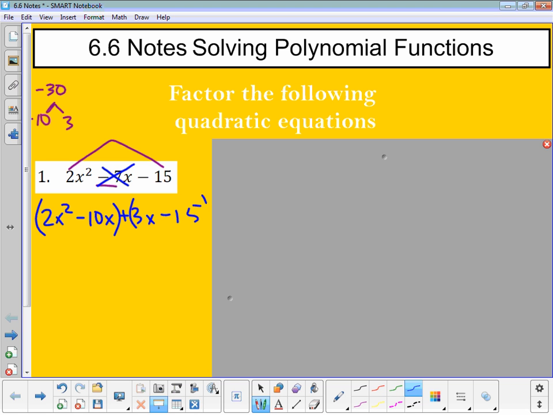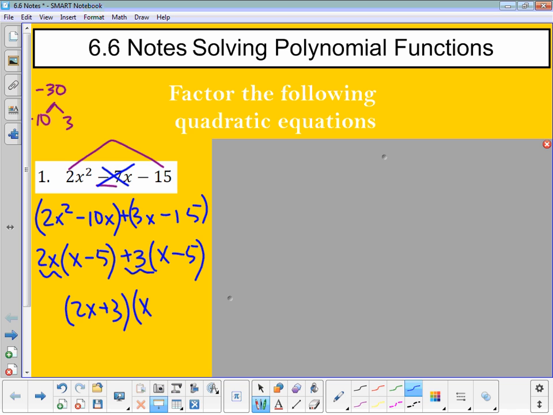I group the first two and I group the last two. From the first two, I'm looking for a GCF I can take out. I can take out 2x, that leaves me with x minus 5. From the second group, I can take out a positive 3, and that leaves me again with x minus 5 once I divide that term out. Then putting my factors together, the outsides make 2x plus 3, and the insides make another x minus 5. So that's my factored form of that quadratic expression.